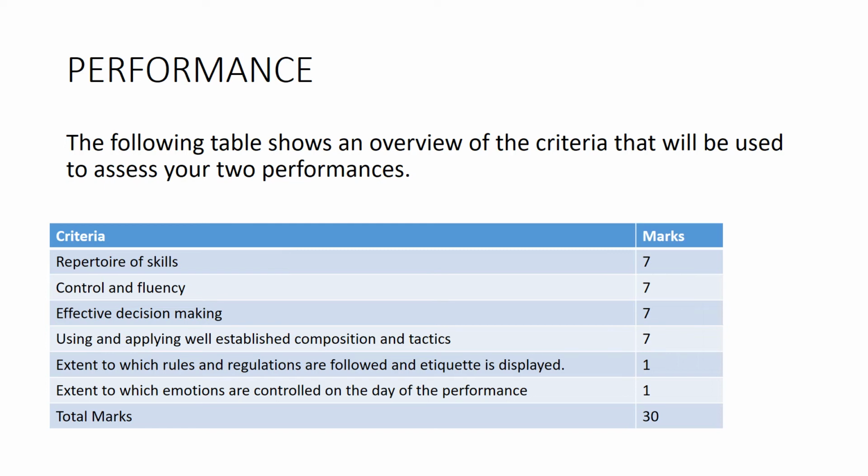When we are looking at the next category, which is applying tactics. Does your child have an understanding of the positions within the game, the defensive roles and the attacking roles, or are they just merely going along with the game? The next category is the rules and regulations. This is worth 1 mark.